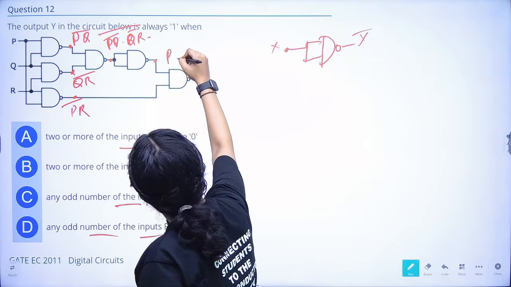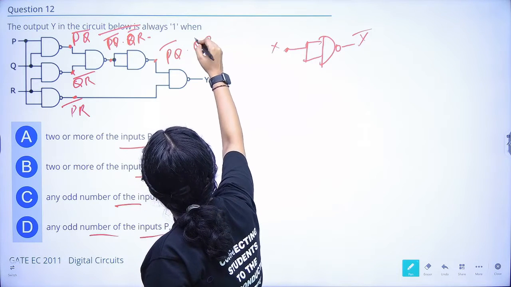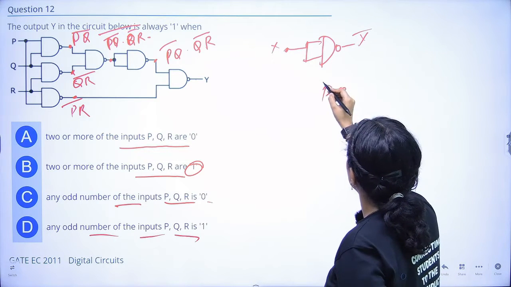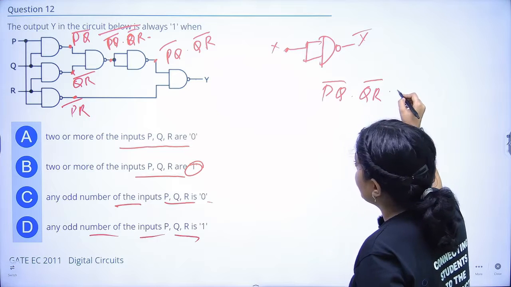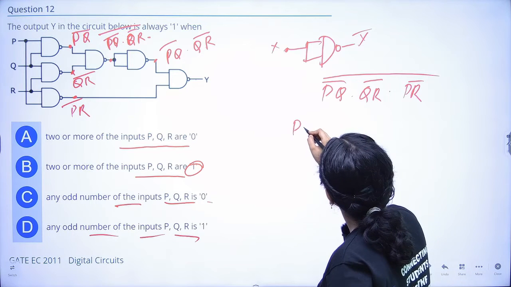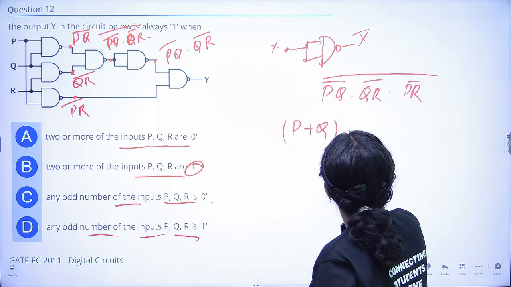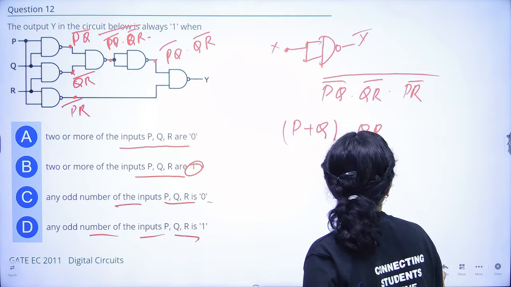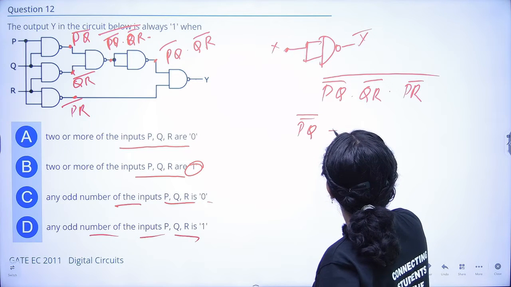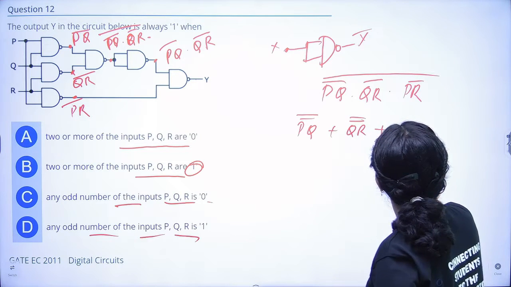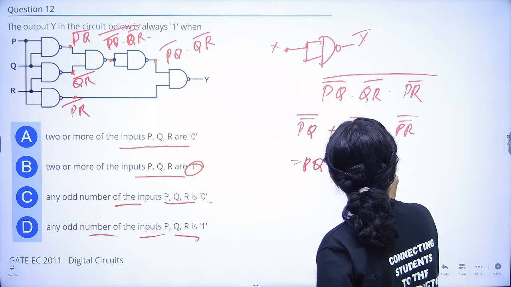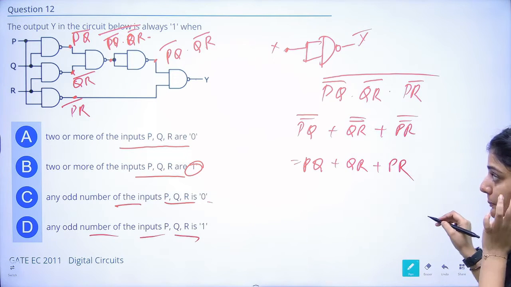It will be PQ bar dot QR bar, and the final output is NAND of all the three. So PQ bar dot QR bar dot PR bar whole bar. So if you solve this, this is easy. PQ plus QR plus PR.